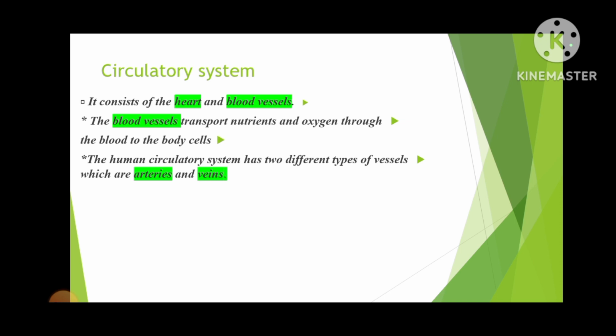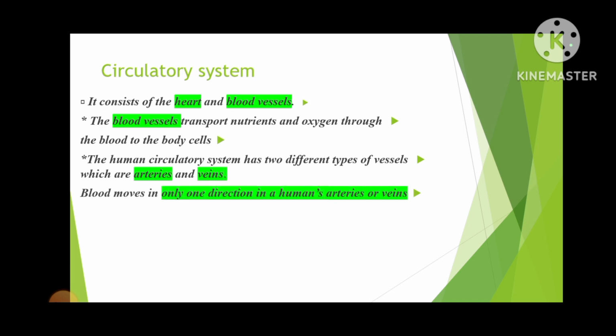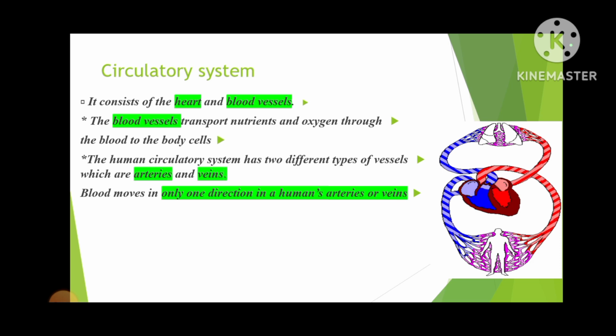The circulatory system has two main vessels, arteries and veins, and they also have only one direction. So the circulatory system is the heart and blood vessels. The blood vessels in red color are called arteries and the blue color ones are called veins, and each one has one direction only.